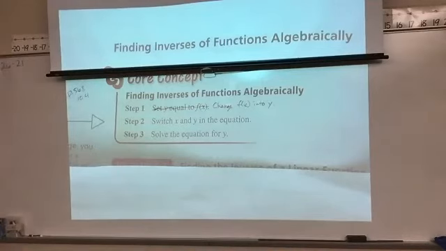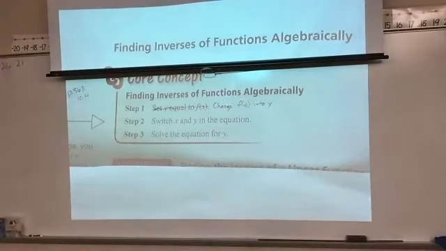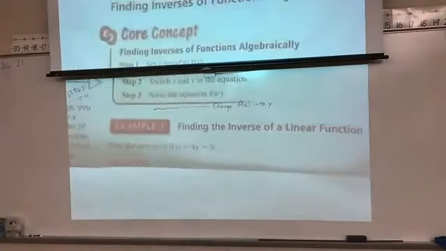So 3 steps. We're going to change f of x into y. We're just going to rewrite it with a y instead of an f of x. We're going to switch the x and the y. And then we're going to solve it for y. Okay, those are our 3 steps. It ends up being very similar to what we just did. The difference is we're switching our letters.